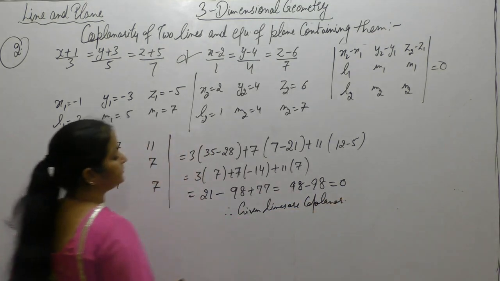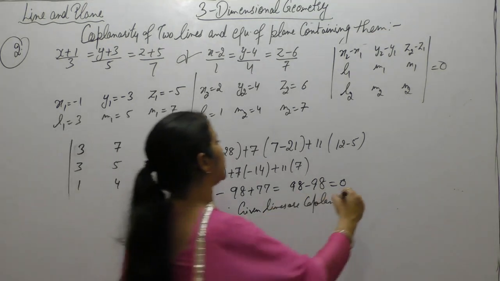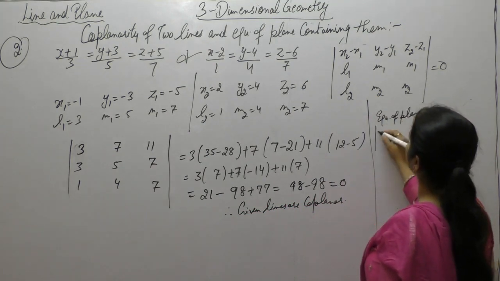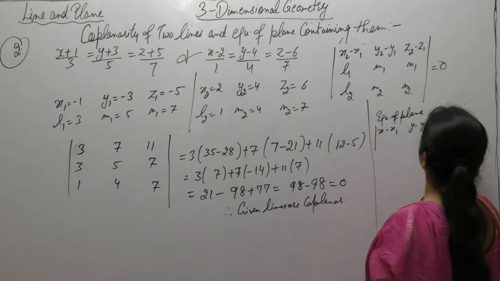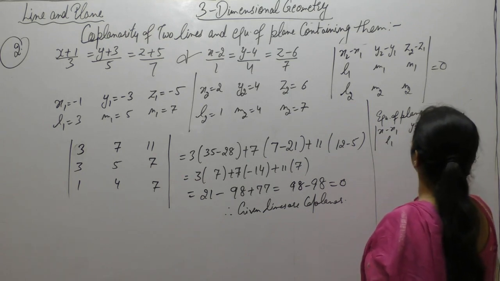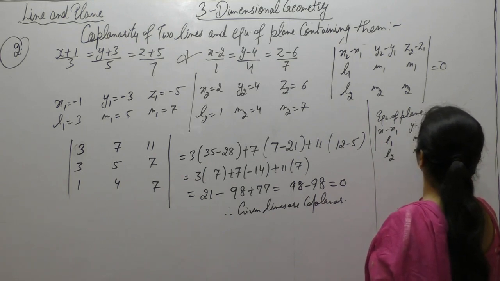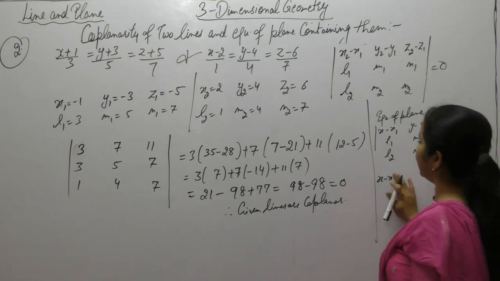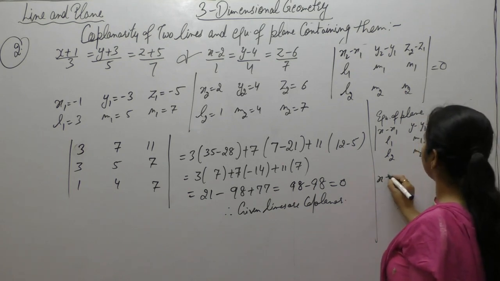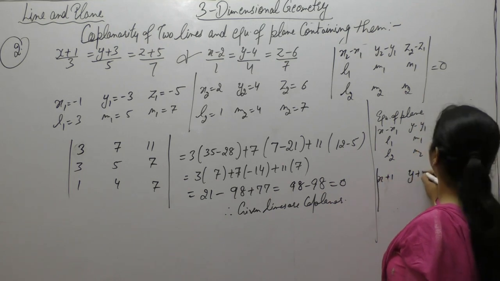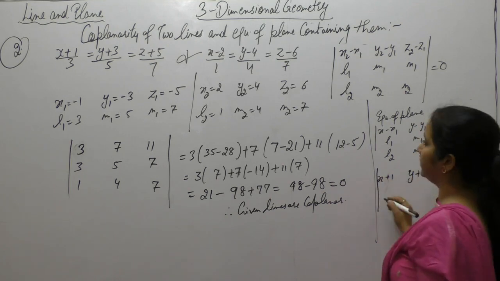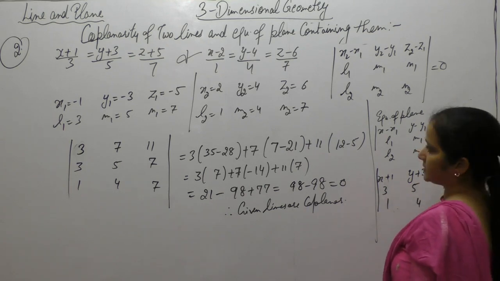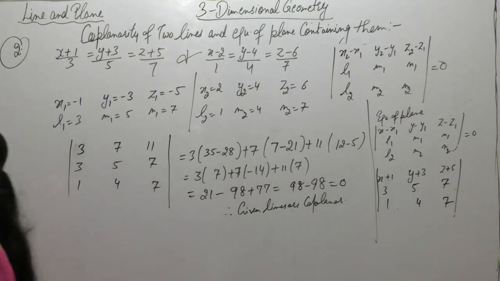Note up to here. Now we want to find the equation of the plane containing these lines. That will be the determinant of x minus x1, y minus y1, z minus z1, L1 M1 N1, L2 M2 N2 equals 0. x minus x1, where x1 is minus 1, so x plus 1, y plus 3, z plus 5, then 3, 5, 7, 1, 4, 7. Now solve this to find the equation of the plane.